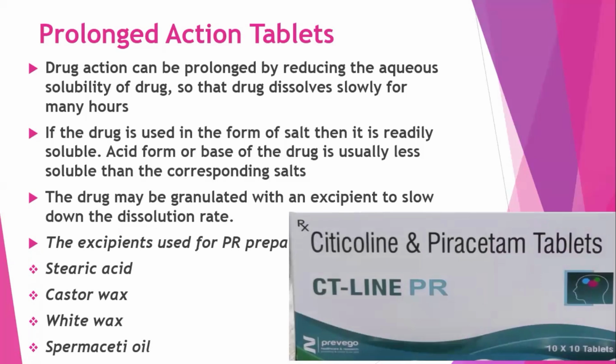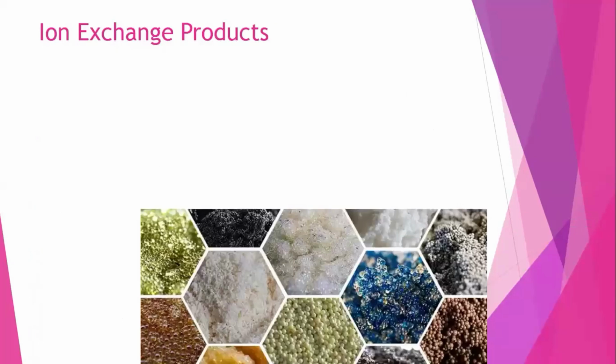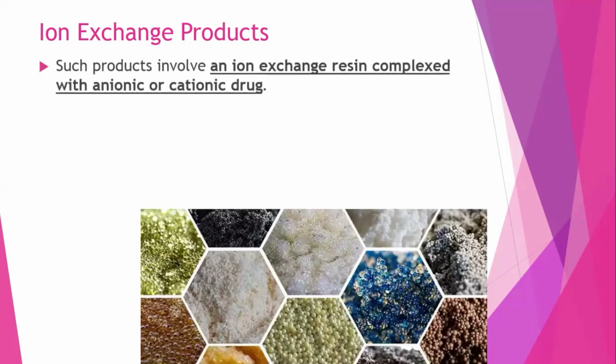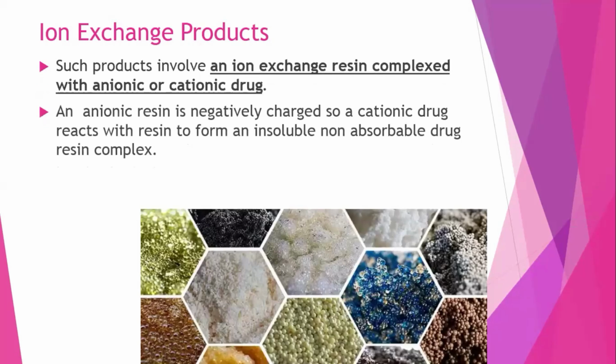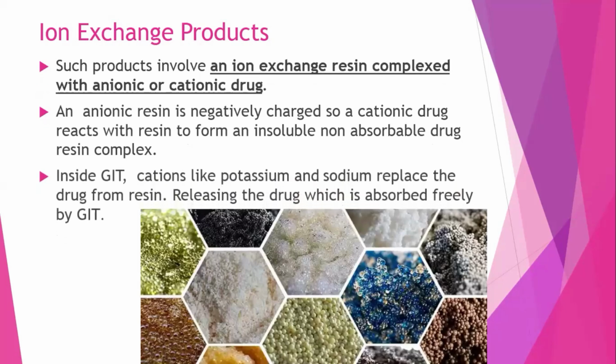Ion exchange products are there. Such products involve an ion exchange resin complexed with an anionic or cationic drug. As the name indicates, there is some kind of ion exchange involved, and for that purpose resins are used. An anionic resin is negatively charged, so a cationic drug reacts with the resin to form an insoluble non-absorbable drug resin complex. And if the resin is cationic, an anionic drug will be complexed with it. Inside the GIT, cations like potassium and sodium replace the drug from the resin, releasing the drug, which is absorbed freely by the GIT.